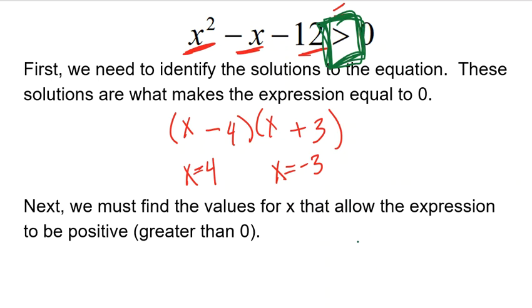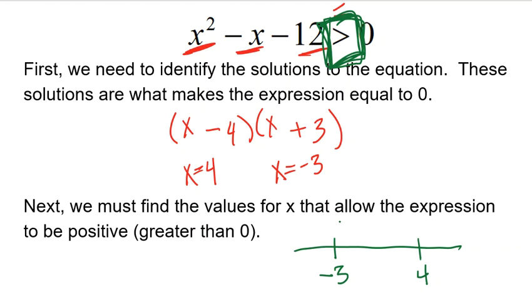So here is how we do that. It's actually really, really simple. We make a number line, and we put the two solutions on that number line in order, so make sure the -3 goes first and then the 4. This is a number line, right? You've got to go in order, left to right.